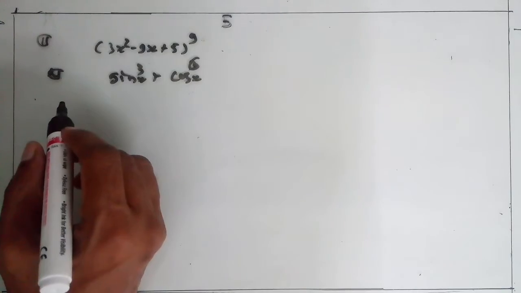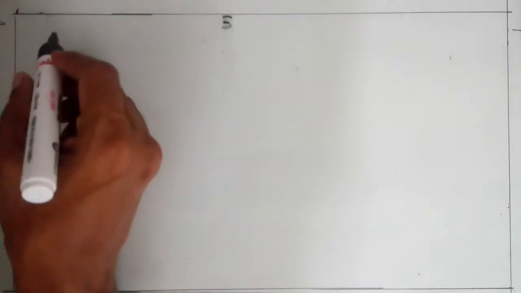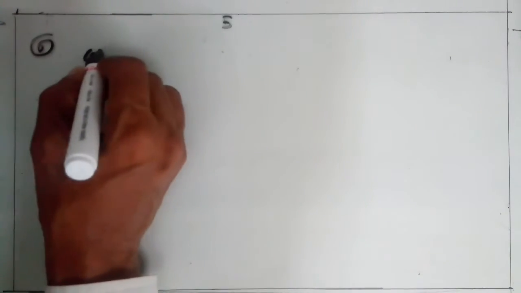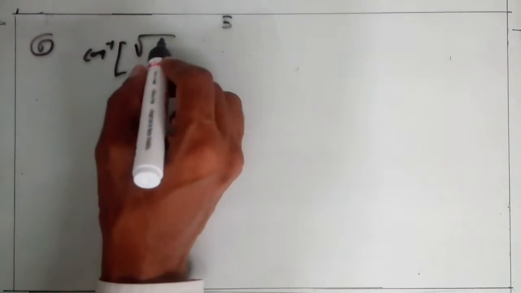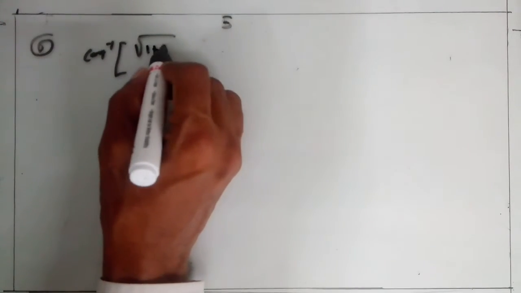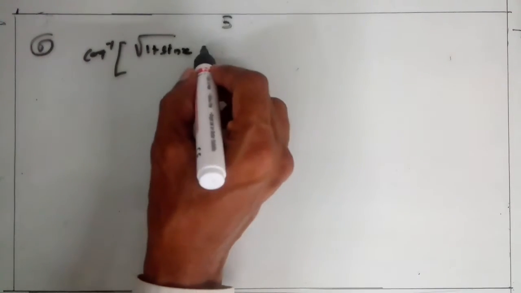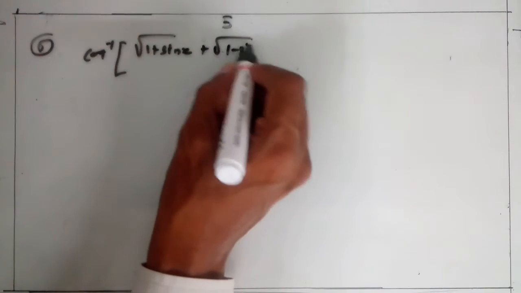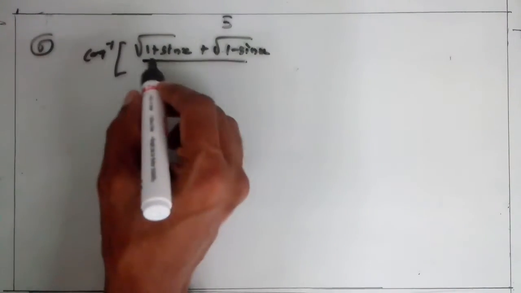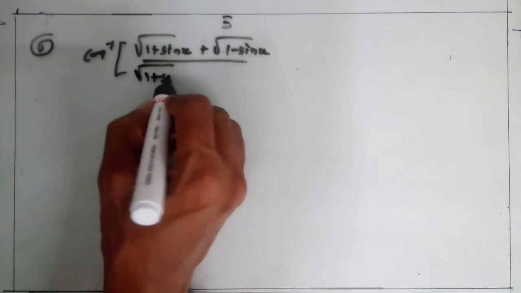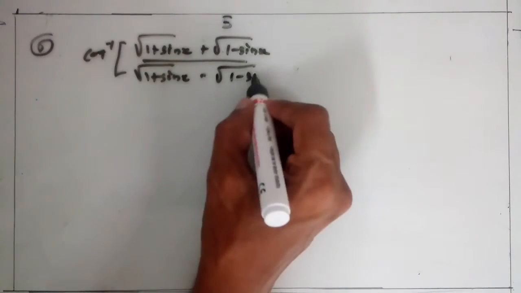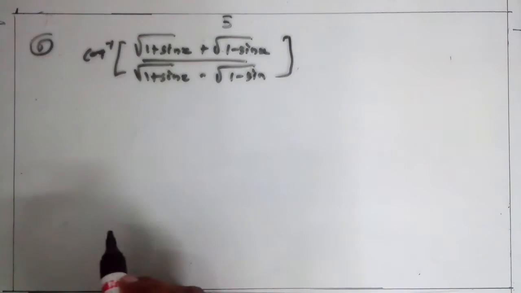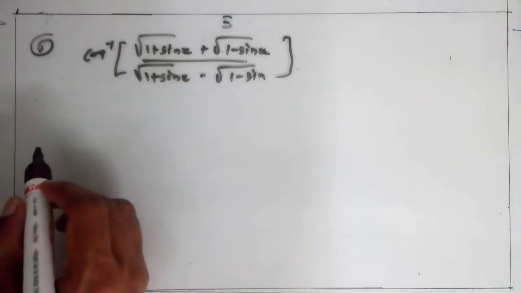Now, question number 6. Find the derivative of cot inverse of (root of 1 plus sin x plus root of 1 minus sin x) upon (root of 1 plus sin x minus root of 1 minus sin x). First, I simplify these terms.